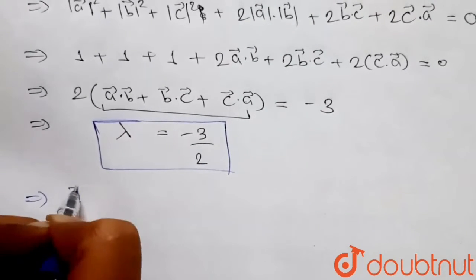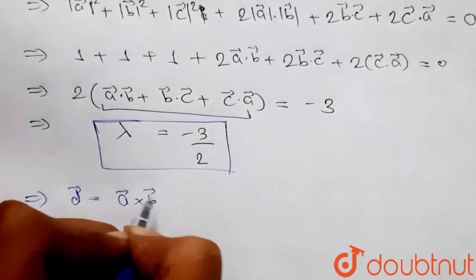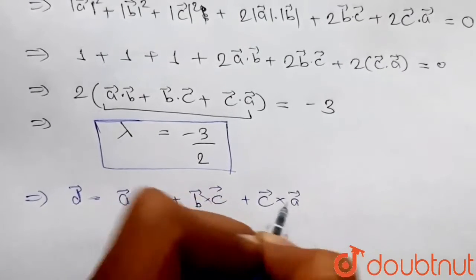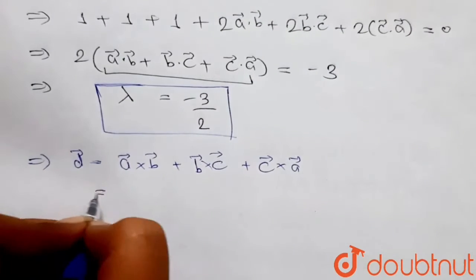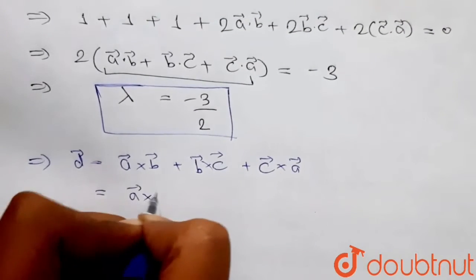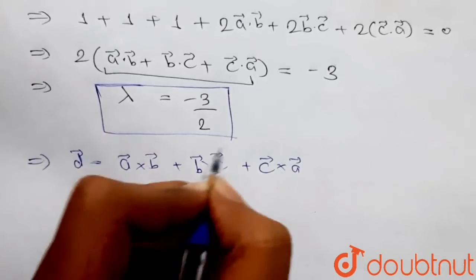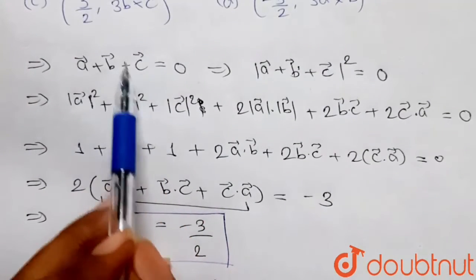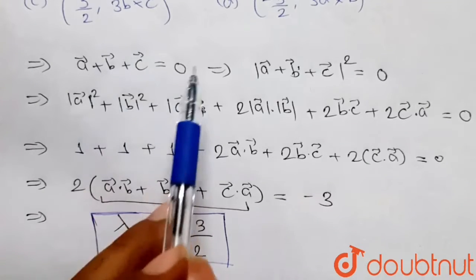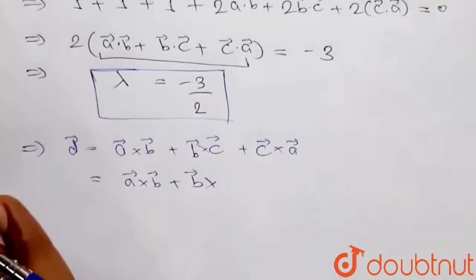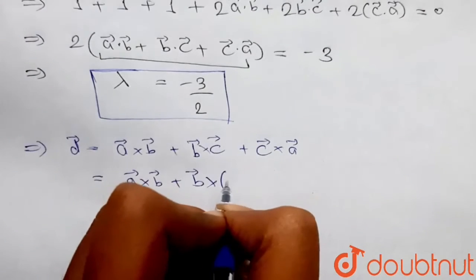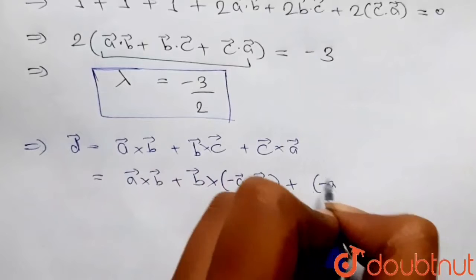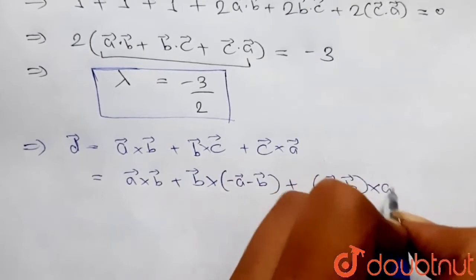So vector D is basically equal to vector A cross vector B plus vector B cross vector C plus vector C cross vector A, right? So here I can write vector A cross vector B plus vector B cross vector C, and from this equation I can write this vector C as minus vector A minus vector B, right? So let's replace this vector C with minus vector A minus vector B. Similarly here this vector C will become minus vector A minus vector B cross vector A.